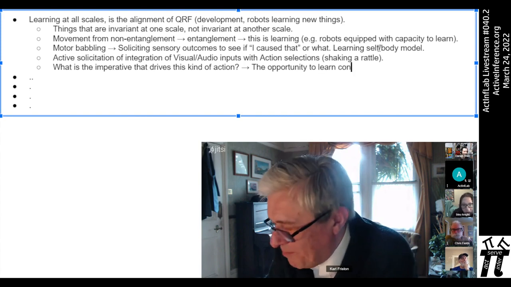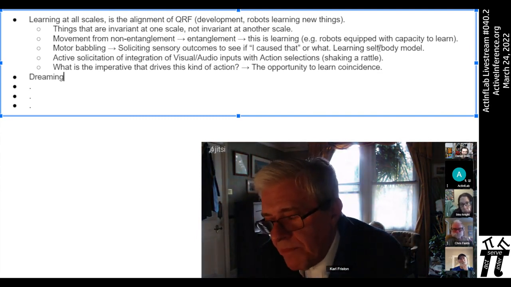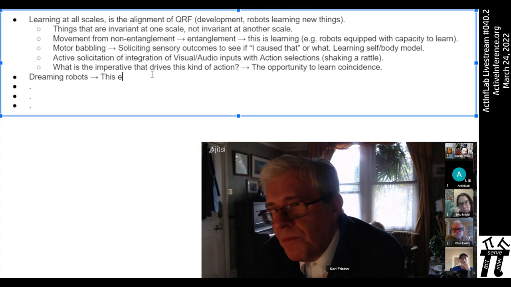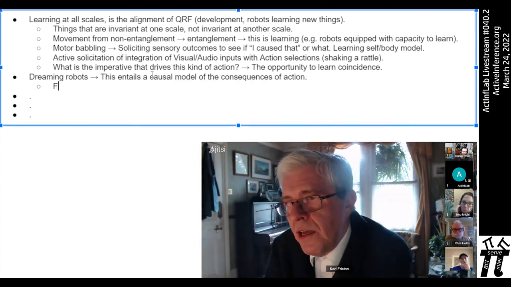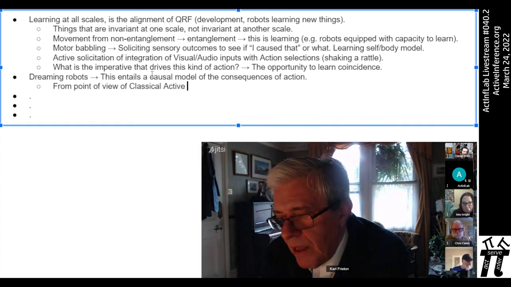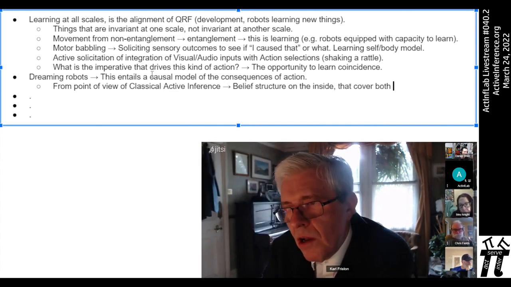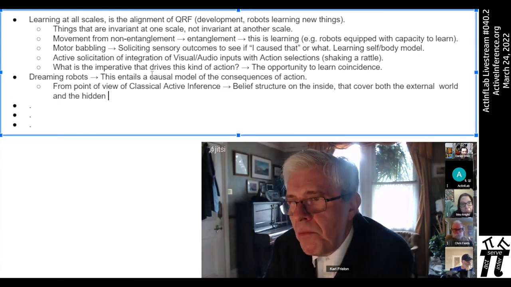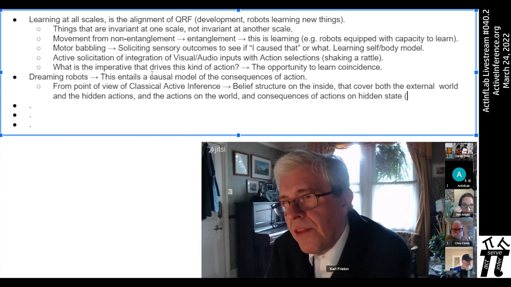And that brings us to the second point. These robots dreaming tell you immediately that at some level they have an internal model of the consequences of action. And that tells you immediately that, if you wanted to write that down from the point of view of classical active inference, you've got a belief structure on the inside that covers both the external world and these hidden actions, and the actions on the world and the consequences of those actions on the external states. That's a very sophisticated generative model to have, and you're getting now into the world of planning as inference. So a thermostat doesn't have that, and yet these robots do have that.